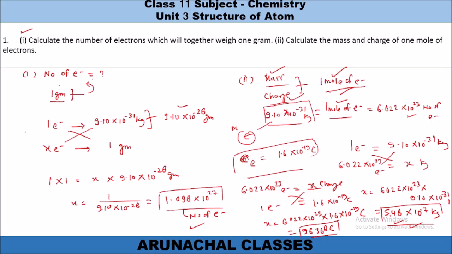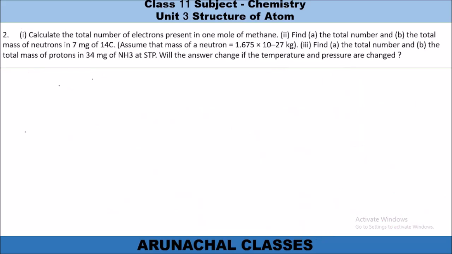Let us move on to our next question, that is question number 2. In question number 2 we can see here it is having some parts. Let us take the first part. In the first part it is said that calculate the total number of electrons. We have to calculate the number of electrons present in 1 mole of methane. Here it is given 1 mole of methane.